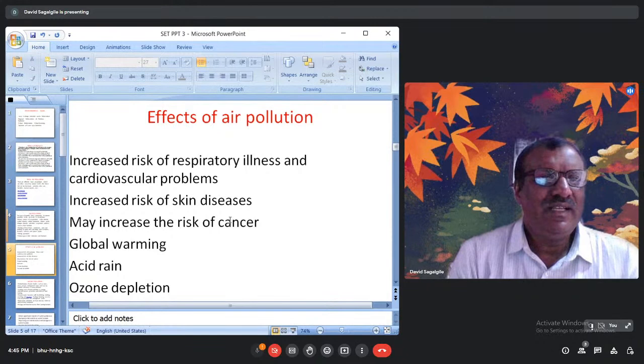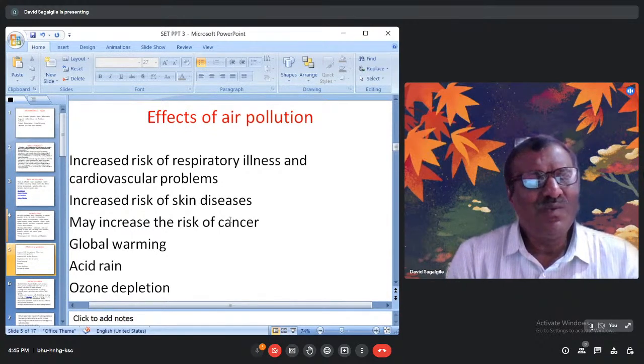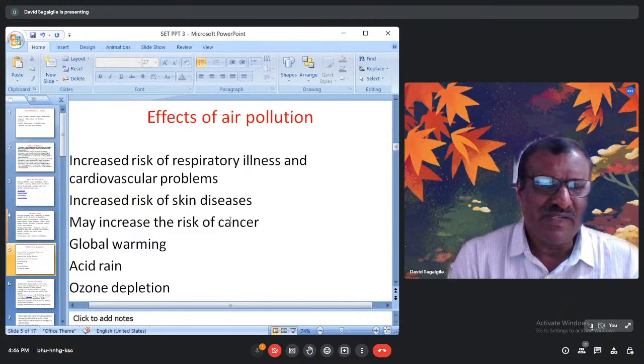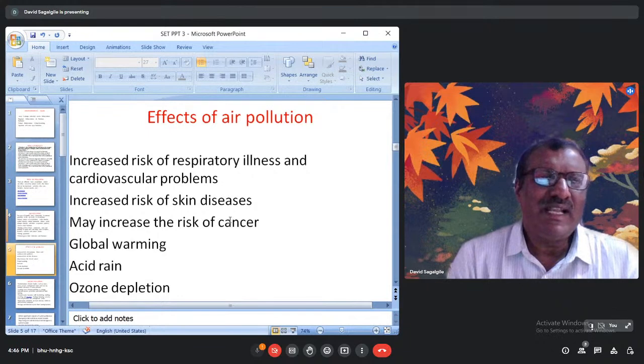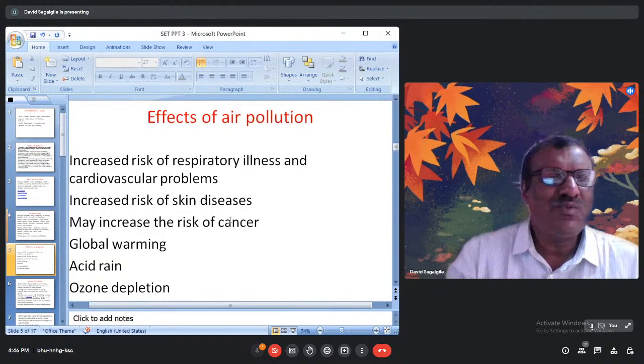Then air pollution also causes global warming. One of the most important reasons why global warming is taking place is basically because of air pollution, because of the greenhouse gases that are released into the atmosphere. It also leads to acid rain. We see that when these different kinds of gases are present in the atmosphere, when it rains, these gases mix with the water of the rain, and the rain falls on the earth, which is called acid rain. And then the next one is ozone depletion.